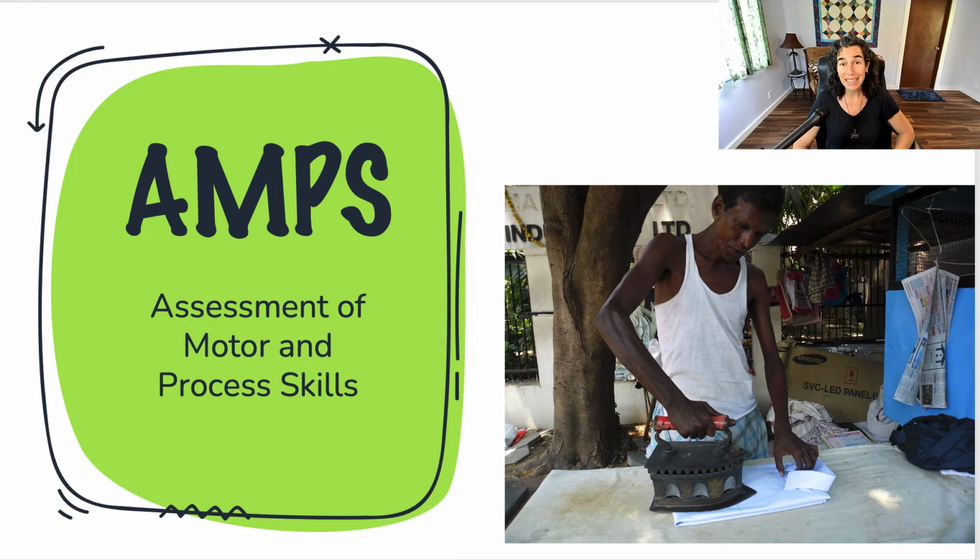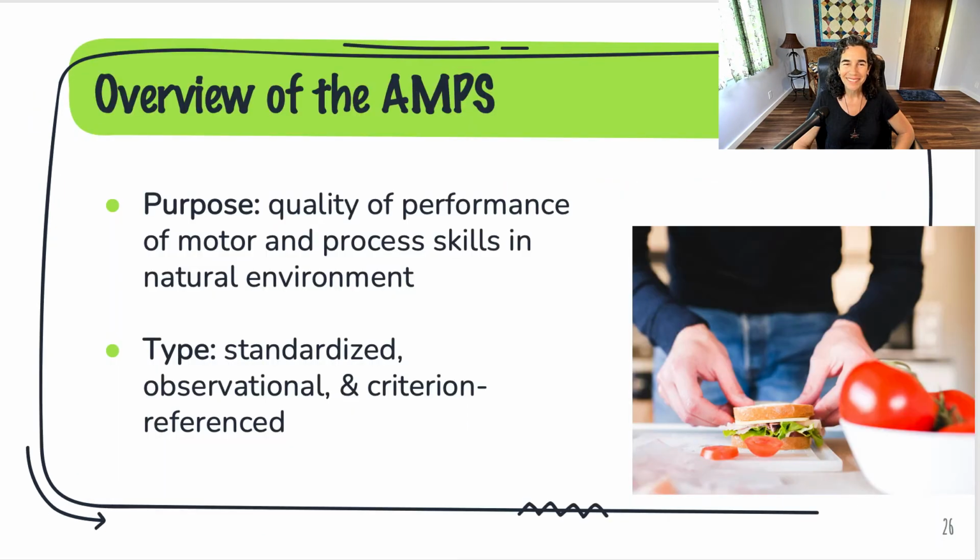So let's dig into the AMPS. The purpose of the AMPS is to ascertain the quality of performance of motor and process skills in a natural environment. Now, the natural environment is really key, right? Because we could take a person and put them in an artificial or lab environment, and they might perform in a totally different manner than they would in their own natural environment. So the natural environment is what we as OTs are looking for.